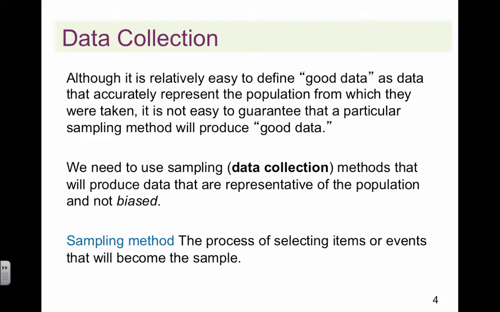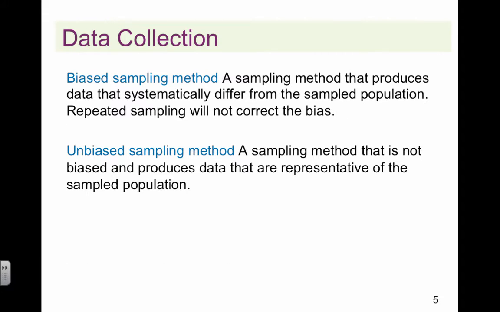Our goal is actually to create a set of data that will produce a good representative of the population, and we call that being unbiased. So we want to pick a sampling method that selects unbiased data. Let's define those words clearly. A biased sampling method is a method that produces data that systematically differs from the sampled population. Repeated sampling will not correct the bias. So if we're using a system where we systematically and consistently get results that would be different if we asked the entire population, then there is something wrong with our sampling technique.